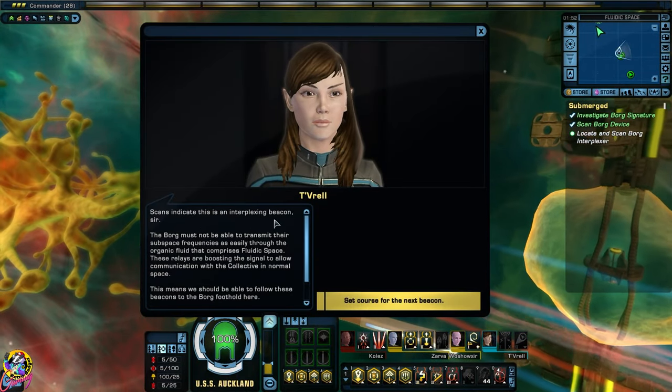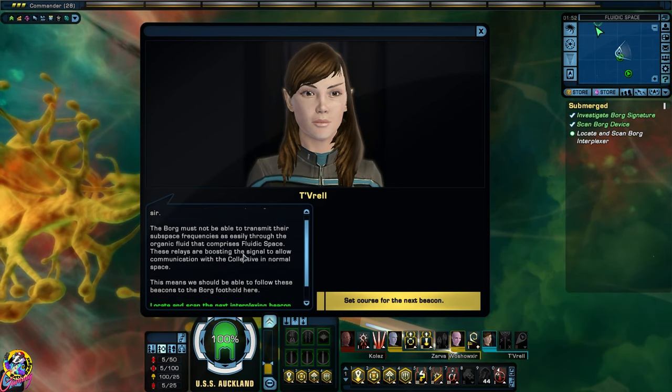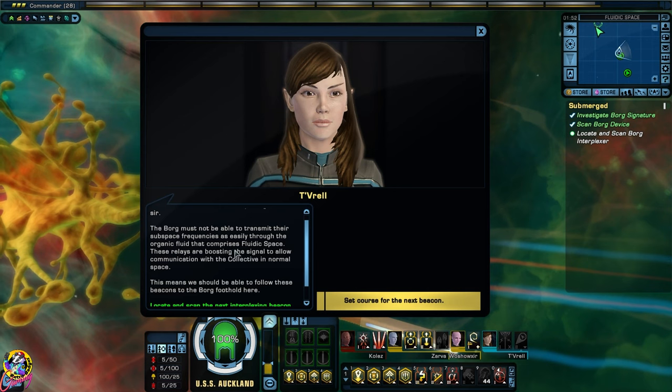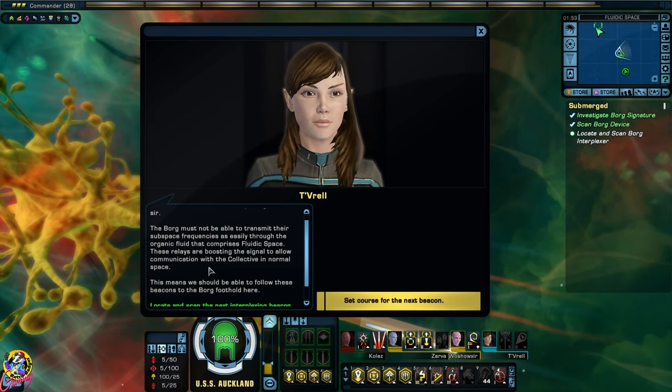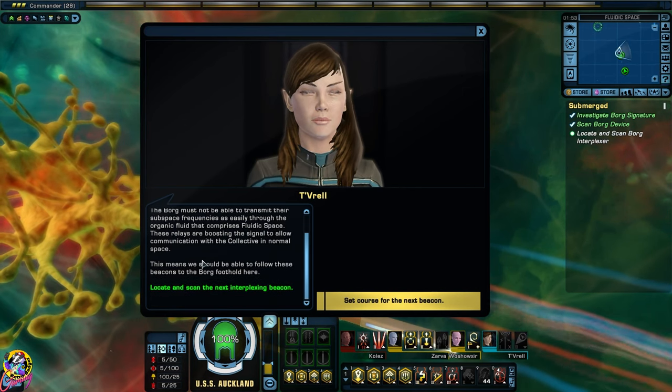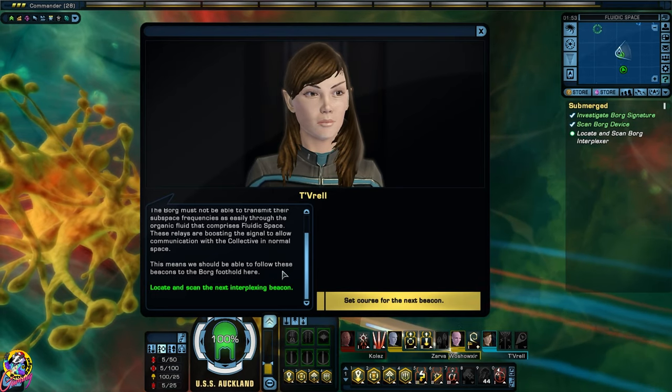Scans indicate this is an interplexing beacon, sir. The Borg must not be able to transmit their subspace frequencies as easily through the organic fluid that comprises fluidic space. These relays are boosting the signal to allow communication with the collective in normal space. This means we should be able to follow these beacons to the Borg foothold here.